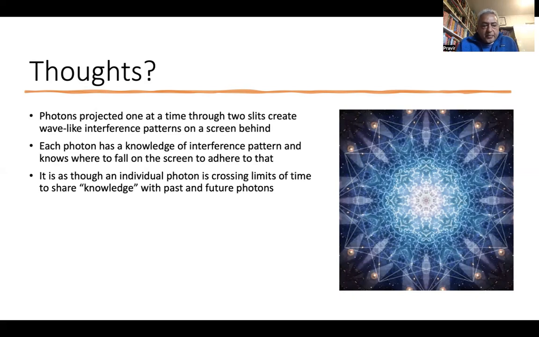So in a sense, in a way that we can look at it, an individual photon appears to be crossing limits of time to share knowledge with past and future photons.